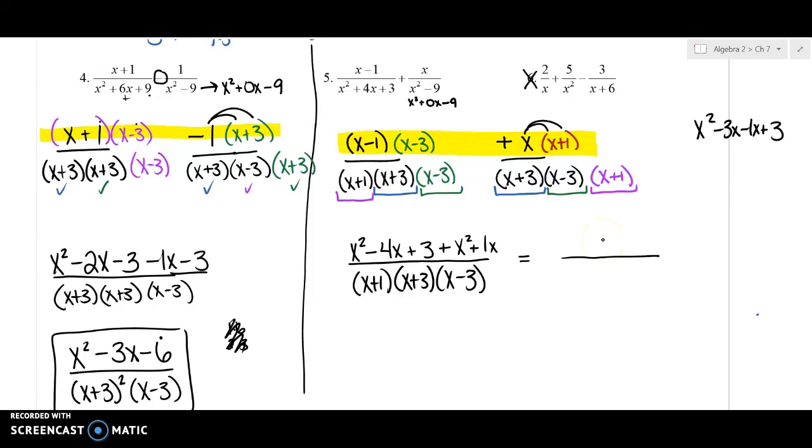Combine like terms. How many x squareds are in the numerator? There are 2 x squareds. There's a negative 4x and a 1x. That would give us negative 3x. And there's a plus 3.